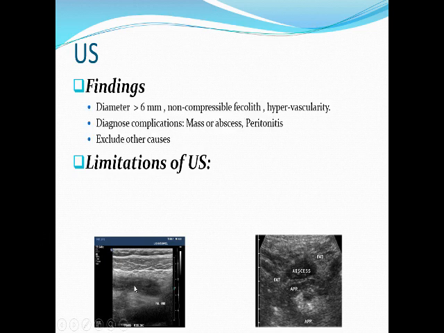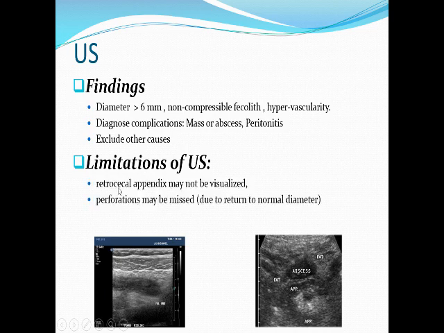You will find a blind tube with dilated caliber, more than 6 millimeters. If you try to compress it with the probe, it will be non-compressible. So more than 6 millimeters, non-compressible, and hypervascular. One of the other advantages of ultrasound is that it can diagnose complications like mass, abscess or peritonitis. We know the findings in each. In a mass, we can follow up whether it is increasing or decreasing. It can also exclude other causes like gallbladder stones or ureteric stones.